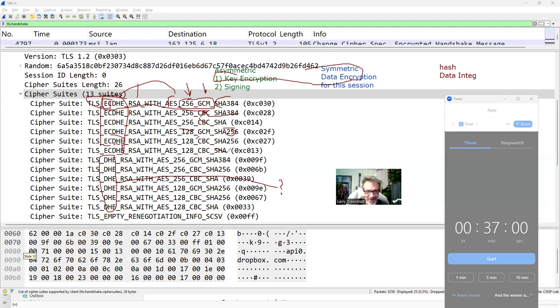Let's just say I should never see that in Handshake. You shouldn't see that. All right. So as long as they picked, and now it's up to the server.